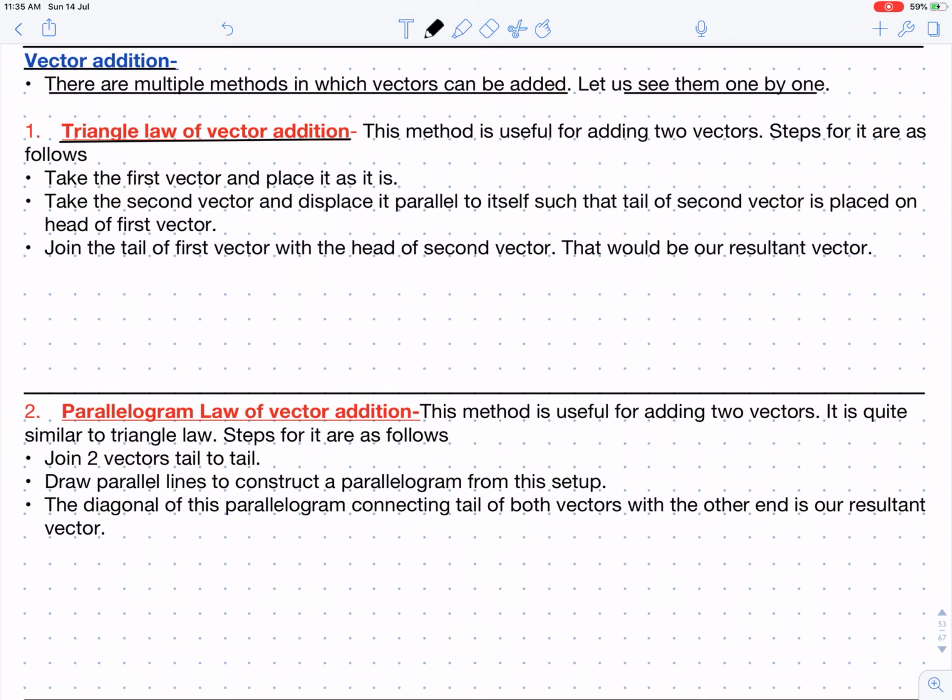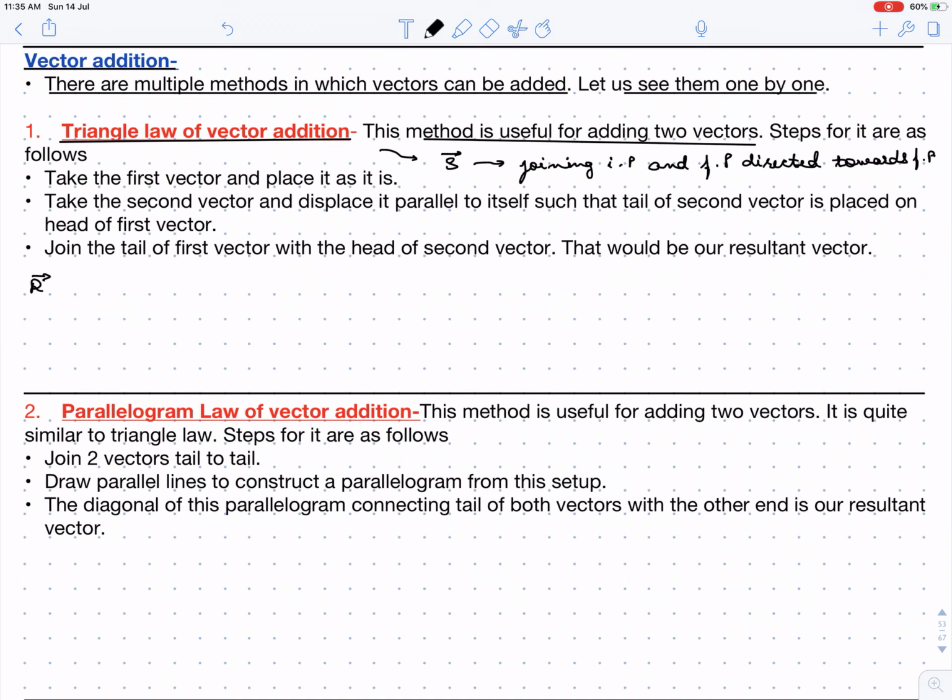Now, this triangle law of vector addition is a very simple law, and to understand it, we can pick a vector which is easy to discuss, that is the displacement vector. Because whatever way displacement would be added, the same way other vectors would be added also. Displacement vector is a vector joining the initial point and final point, directed towards the final point.